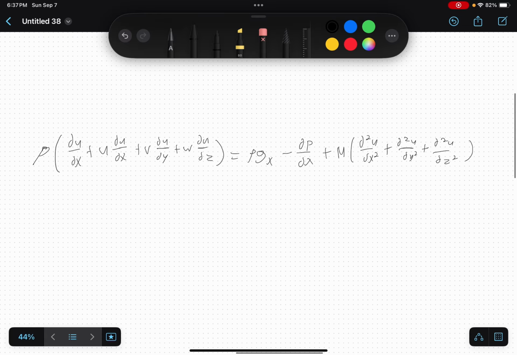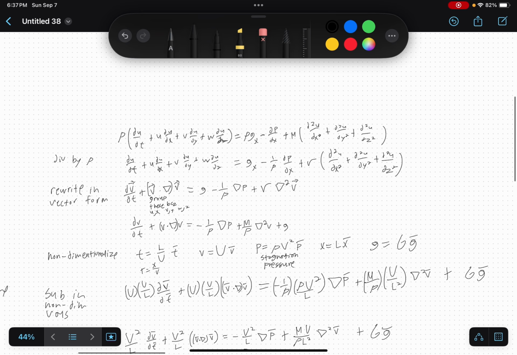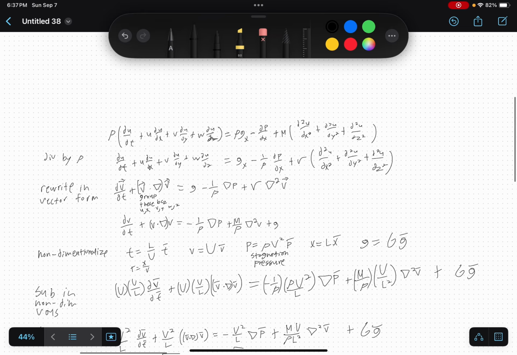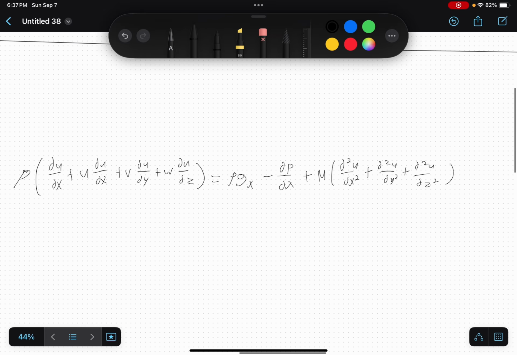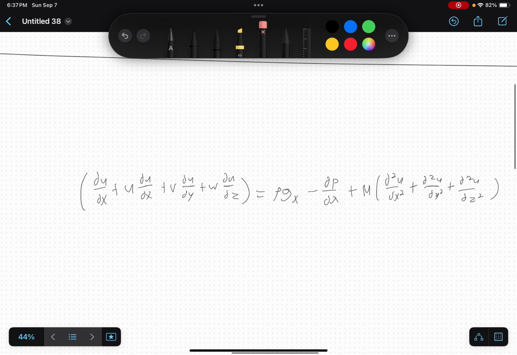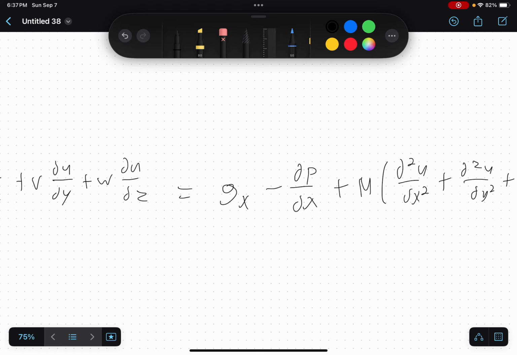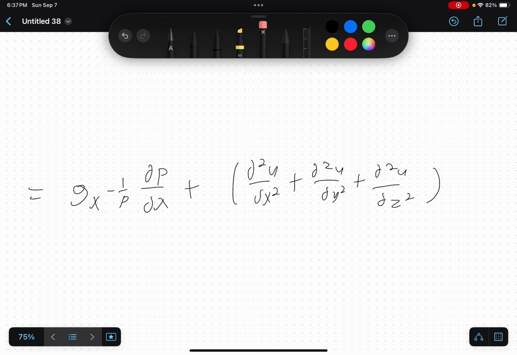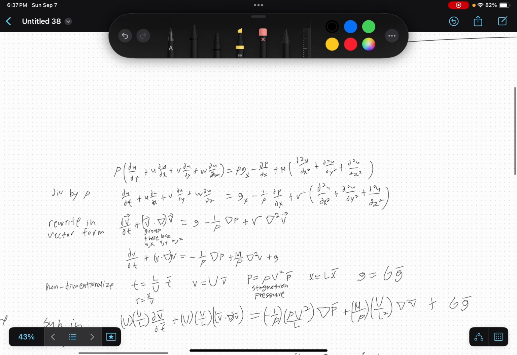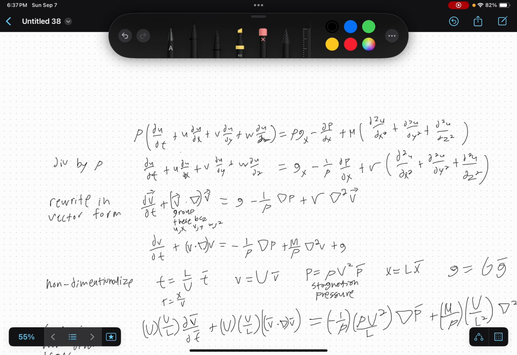Okay, that's Navier-Stokes in one component. There are three components: x, y, and z. This is just one of them, and I'm using it as reference because step two is just divide by the density. I'm not even going to write a new line for that. All right, divided by density, cool. Step three, rewrite in vector form.